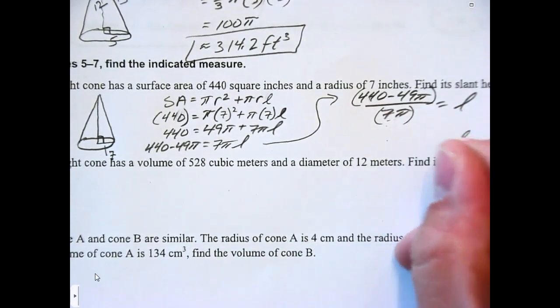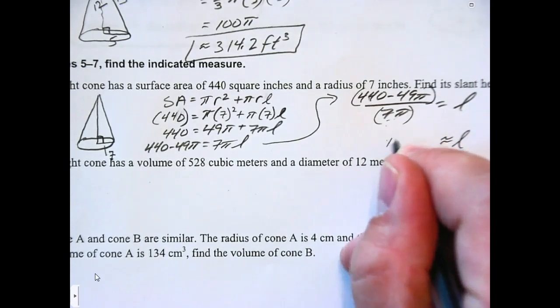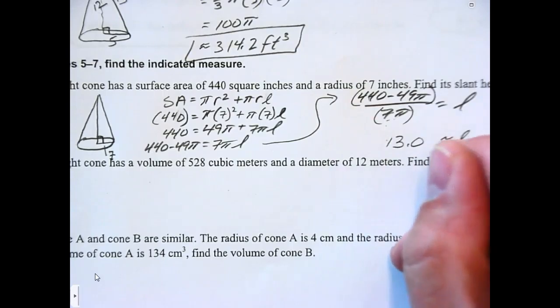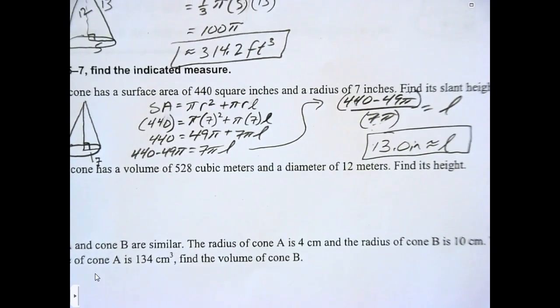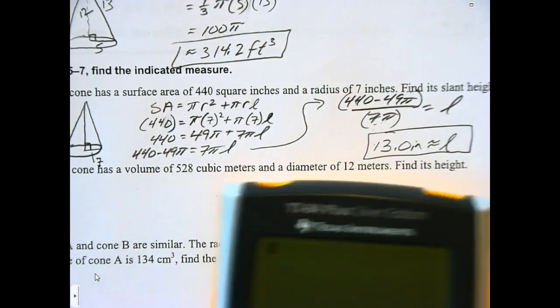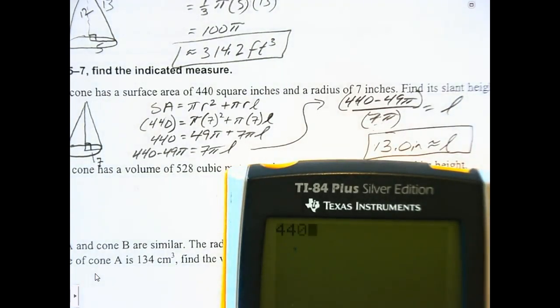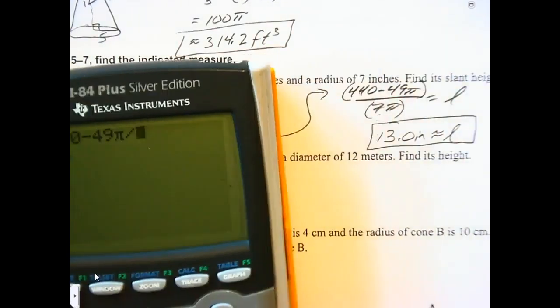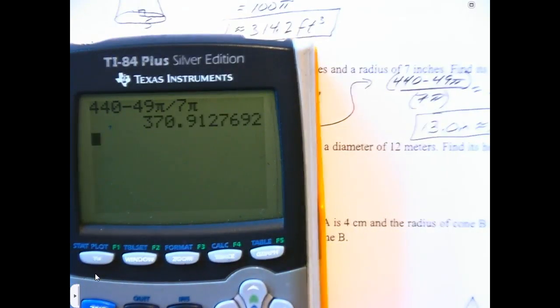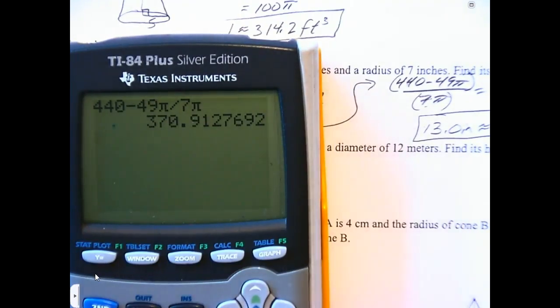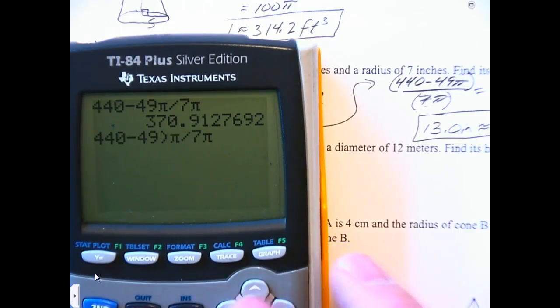Okay? Gives you an approximation of 13.0 inches. I think Abdul got that. All right, so just so we're clear on what I said about the math print thing, if you are doing 440 minus 49 pi divided by 7 pi, if you just type it in like that, that's not giving you the correct answer. You have to put parentheses around these pieces.